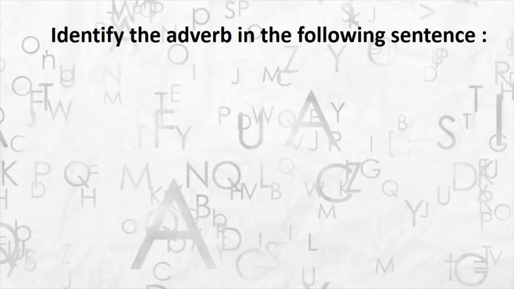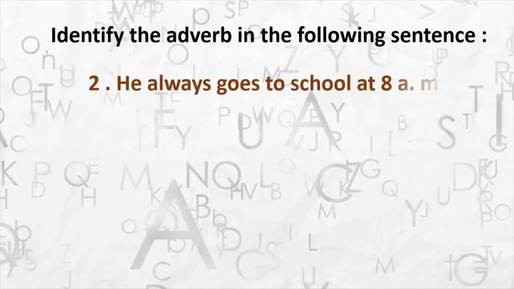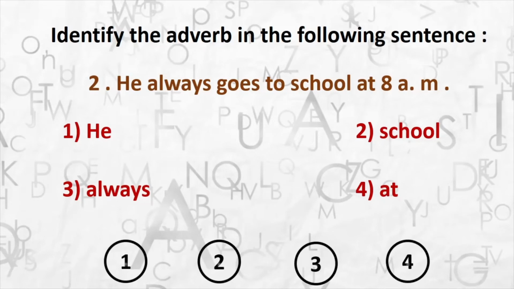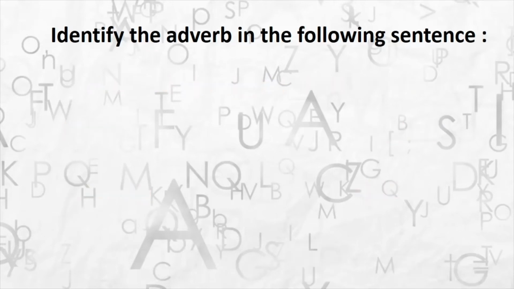Let's move on to do question number 2. Same pattern. He always goes to school at 8 a.m. Which one of these words is the adverb? He, school, always, at. Option number 1, 2, 3 or 4. Which one is the correct option? Yes, it is option number 3. Always, frequency. Alright, moving on to the next question. Question number 3 in pattern 1.